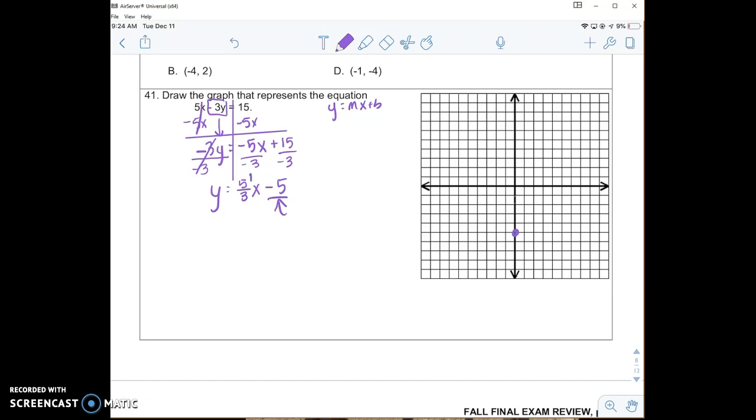And my slope is 5 over 3, so I'm going up 5 and over 3. And students, lock down. Our slope is 5 over 3, so I'm going up 5 and over 3 from my y-intercept. 1, 2, 3, 4, 5, 1, 2, 3. I'm going to go all the way across my graph. And back the other direction. 1, 2, 3, 4, 5, 1, 2, 3.